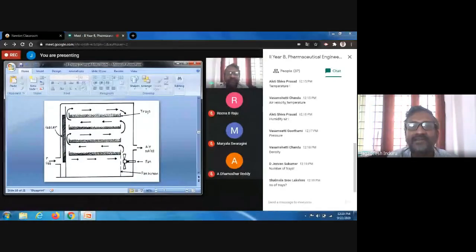Reason: if you are keeping 10 trays and I am keeping 1 tray, obviously you have got a difference, because I am overloading and I don't have any place to circulate my air. Then what is the speed of my drying? If I'm keeping only one and making entire circulation of the air, it is excellent. So number of trays is another parameter.